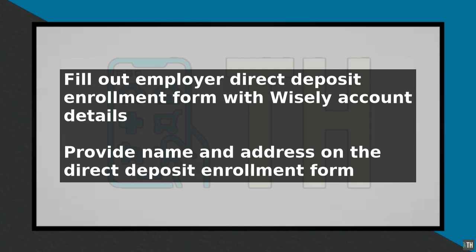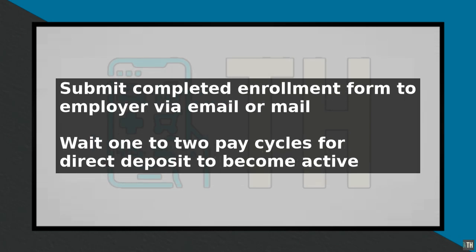After completing the enrollment form, submit it to your employer, either by email, mail, or in person, depending on their preferred method. It may take 1 to 2 pay cycles for direct deposit to become active. So be patient and continue to monitor your account for updates.